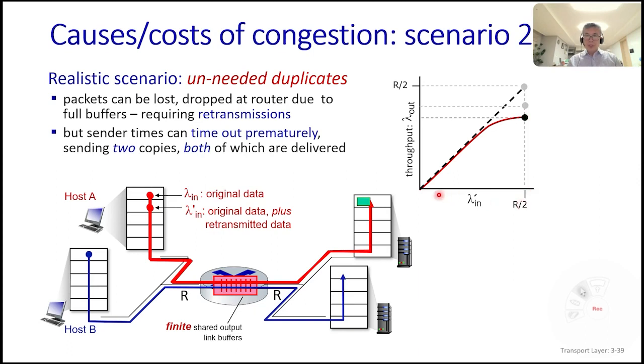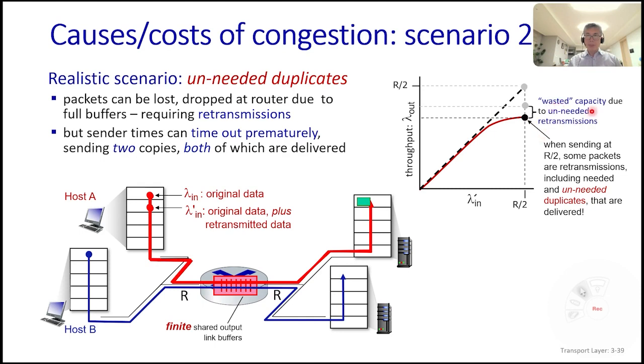So this figure shows the relation between the input rate lambda in prime and the output rate lambda out, the throughput. So when sending at R over 2, some packets are retransmitted because of premature timeout, including needed and unneeded duplicates that are delivered. That's why the actual throughput is lower. Okay, so capacity is wasted on unneeded retransmissions.